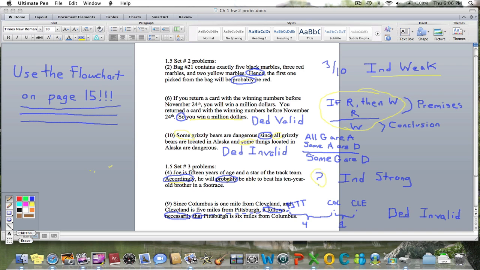Now, inductive because there was the word probably, an indication of probability, that the conclusion is being asserted to be likely true, not necessarily true, granted the premises. Okay, so that puts us with an inductive argument. Why is it strong? Well, if Joe is 15 and he's a star of the track team, then odds are, overwhelmingly so I would say, he is going to beat his 10-year-old brother in a foot race.